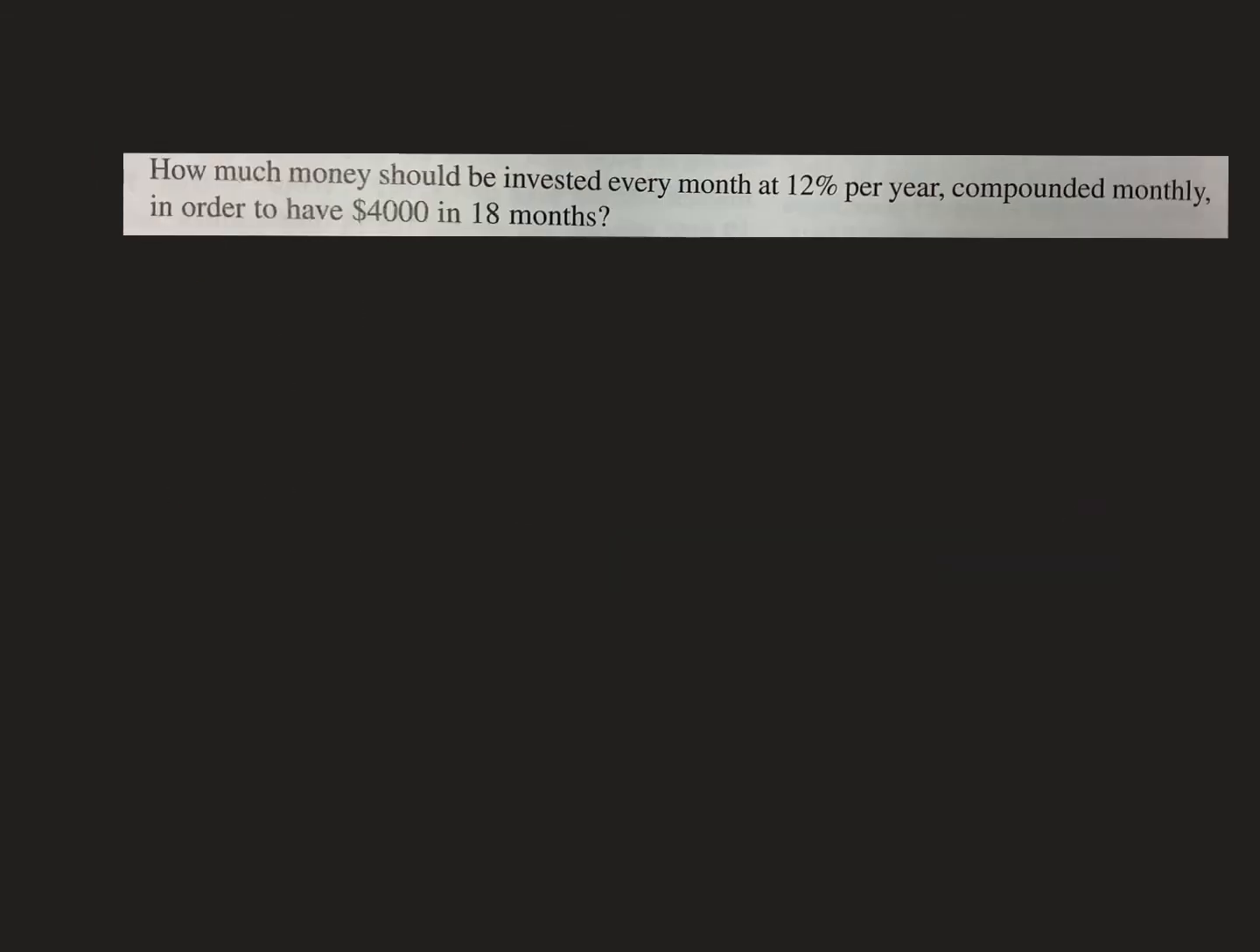Okay, how much money should be invested every month at 12% per year, compounded monthly, in order to have $4,000 in 18 months? Now, every month, so that means they're making 12 payments per year. Now, watch how we set this up. It's going to equal 4,000. That's the final amount. What we don't know is how much to put in, so we don't know what R is.